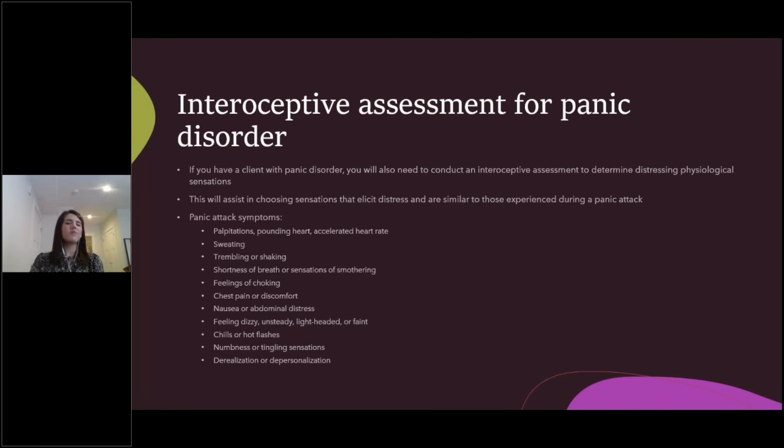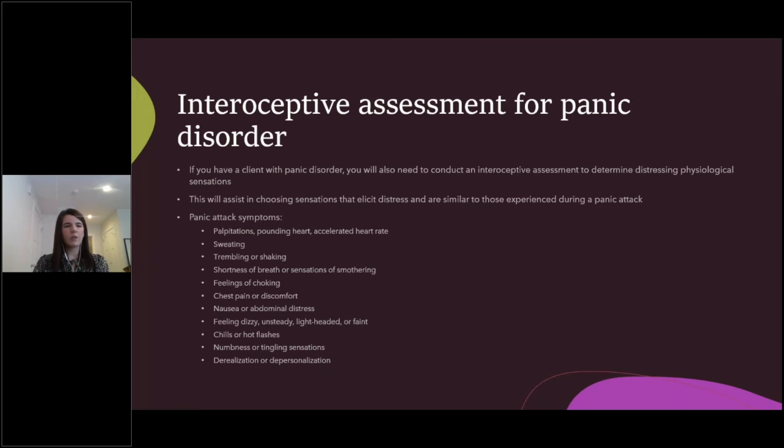So moving forward with more assessment. I threw this in here because it's important for panic disorder to also do an interoceptive assessment. So you're not always going to have a panic disorder client, but if you do, then an interoceptive assessment is important to do. So you will also need to conduct one of these assessments in addition to the exposure assessment prior to developing the exposure list.